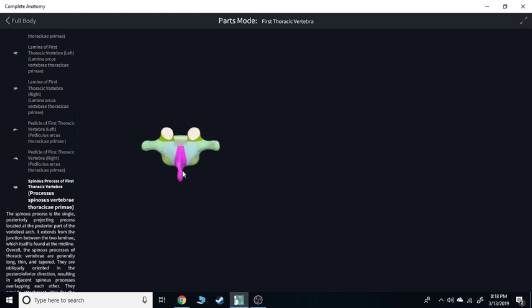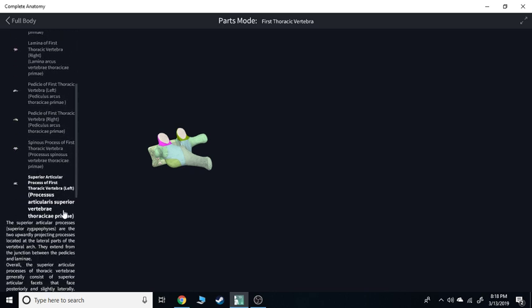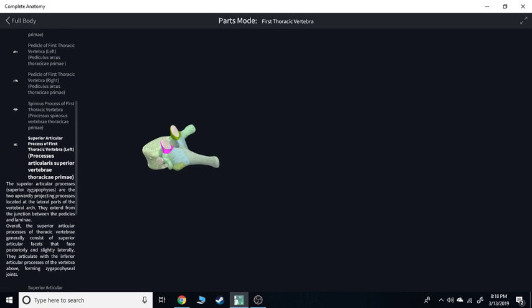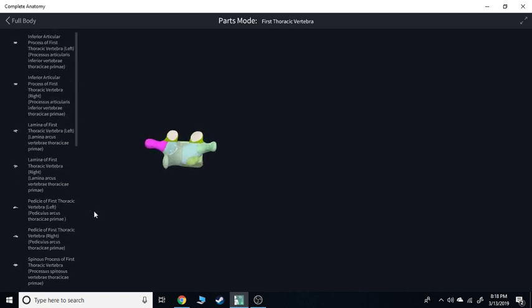Again, we have the spinous process. We have the superior articular process. Again, that's just where it articulates with the vertebrae above it. The transverse process, you can see here that instead of having a foramen, it's just sticking out and it has articular cartilage. Again, to articulate with the ribs.